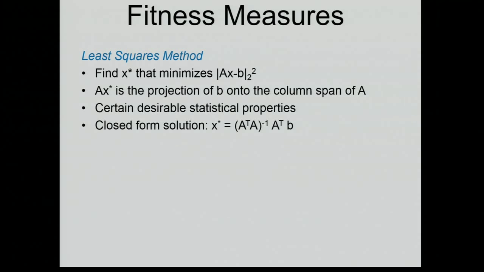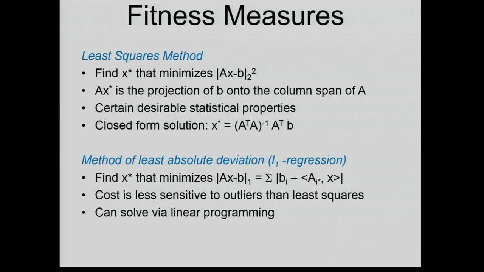Another nice property is it has a closed form solution. So if the columns of A are linearly independent, then you can just write down the optimal solution as (A transpose A) inverse times A transpose B. And similarly, if the columns are not linearly independent, you can write down the solution in terms of the pseudo-inverse of A.